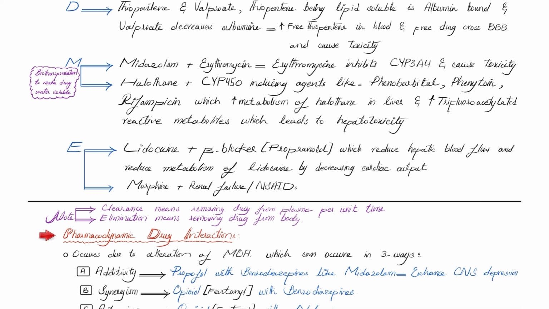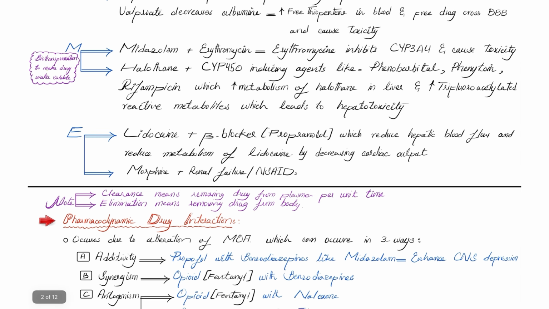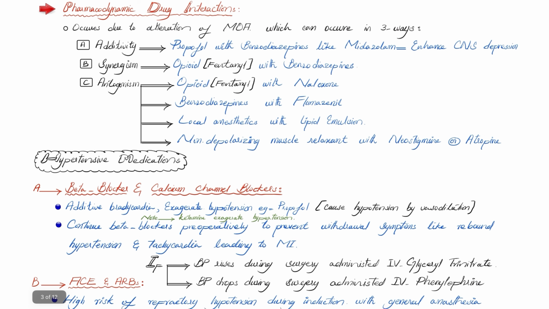Second is that morphine is eliminated or cleared from the body through the kidney. If a patient is having renal failure or the patient uses NSAIDs which affect the function of the kidney, then there will be morphine toxicity. So this was how the pharmacokinetic drug interactions work. Now let's jump to the pharmacodynamic drug interaction.